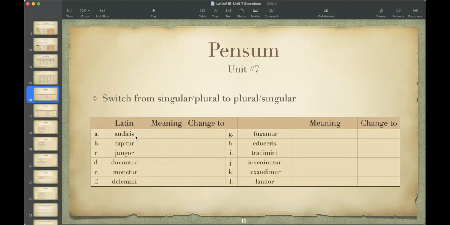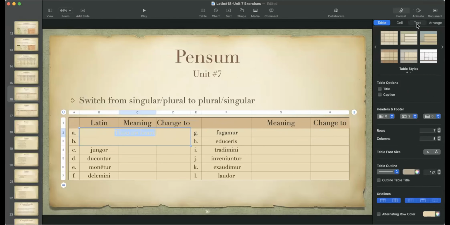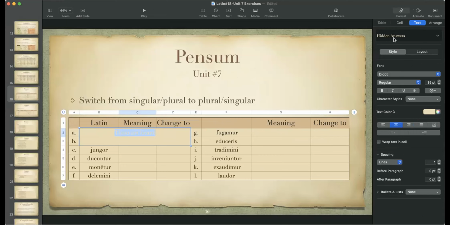Okay, Latin, audiris. I'll give you a hint, these are all passive voice verbs. So audiris means, don't all shout at once. Yes, you are being heard. Yes, so just give me a second here. I need to make my window a little bit bigger. There we go. Thou art heard. Whoa, that's a little big. There we go. And then what is the plural form?